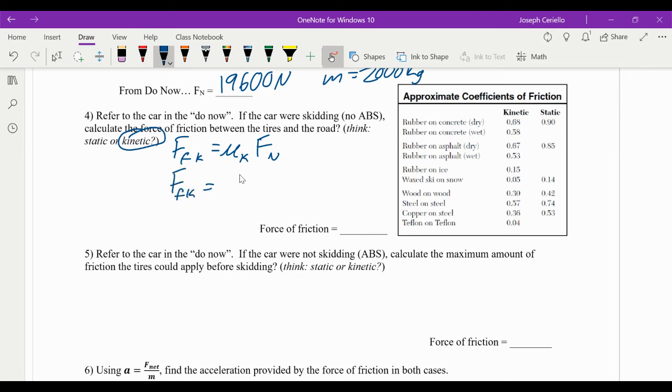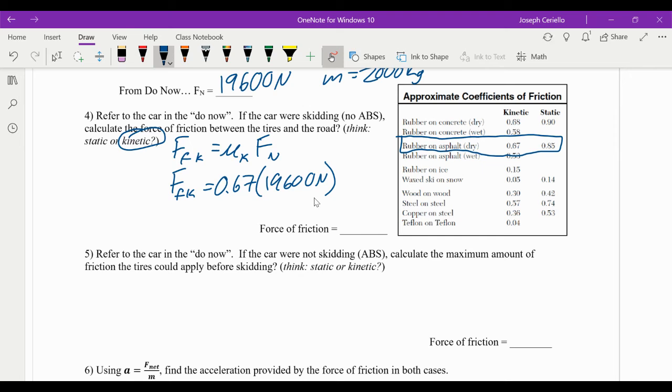The coefficient of friction. We're going to look here. Rubber on asphalt, dry. All right. So we're going to use the kinetic coefficient, which is 0.67. And the normal force is 19,600 newtons. All right. So get your calculator out and see what that comes out to be.